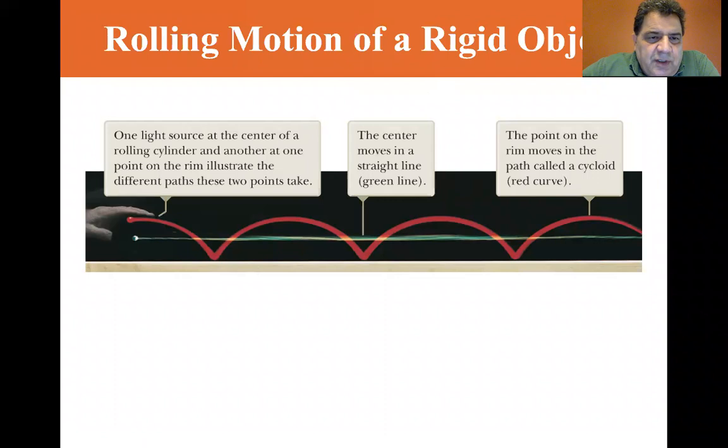And so as you roll the cylinder, you can see that the center green light moves in a straight line, and the red point on the rim moves in a path called a cycloid. So you can see that the center of mass is moving straight, and the edge is making these humps, like it almost looks like a bouncing ball.